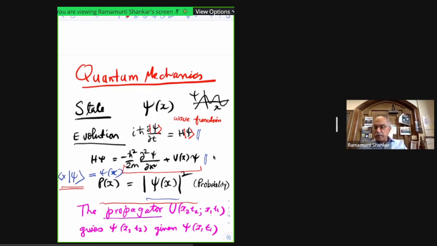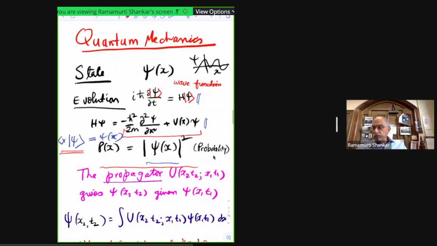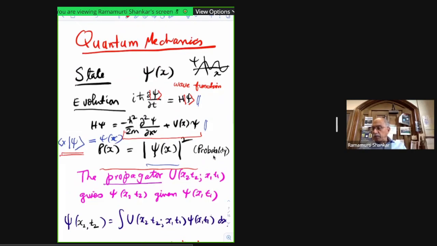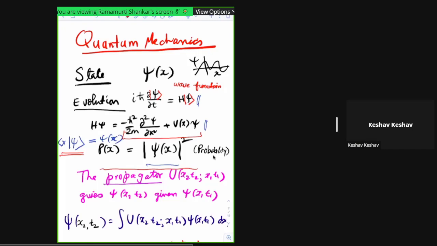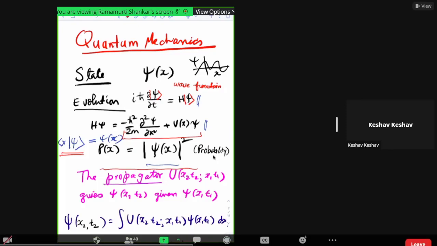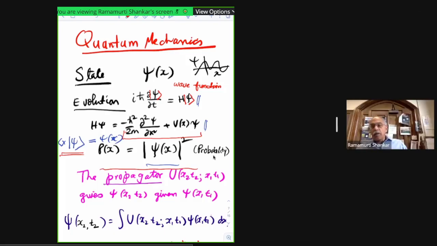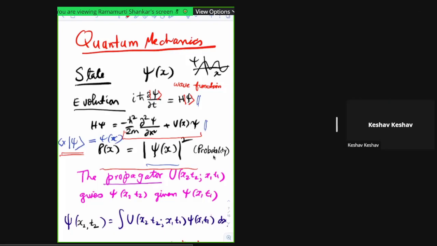Now I have to ask, how many people have seen this thing called the propagator? Is there anybody who has not seen it? How do you tell? Varun, can you find out how many people know? Have you guys seen the propagator? Students can use chat or mic. Students can say in chat who has seen. I think, sir, most haven't seen. They have not seen. Okay.